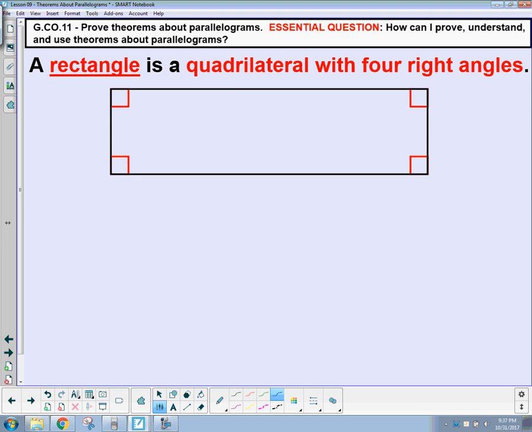A rectangle is a quadrilateral with 4 right angles. Here's one, there's another. One more to go. 4 right angles. Okay.